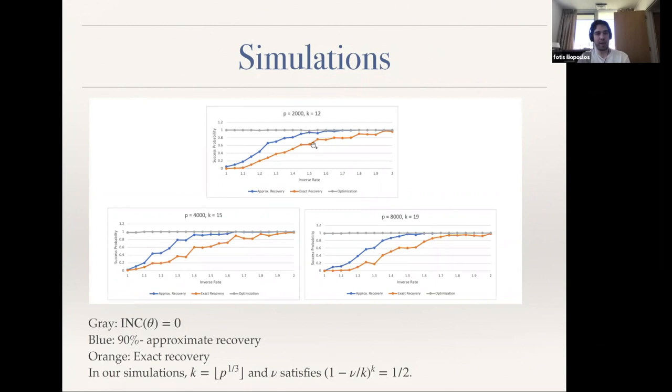The blue line and the orange line are the approximate and exact recovery lines respectively, and they do not match the gray line, because the promise that if you minimize the loss function, then you will have found the true set of individuals, is a promise asymptotically. So as the number of individuals increases, these two lines will tend to match the gray line for large p. Here these are small numbers, but you will see in the next slide that as we increase p, these lines start going close to one from the very beginning.